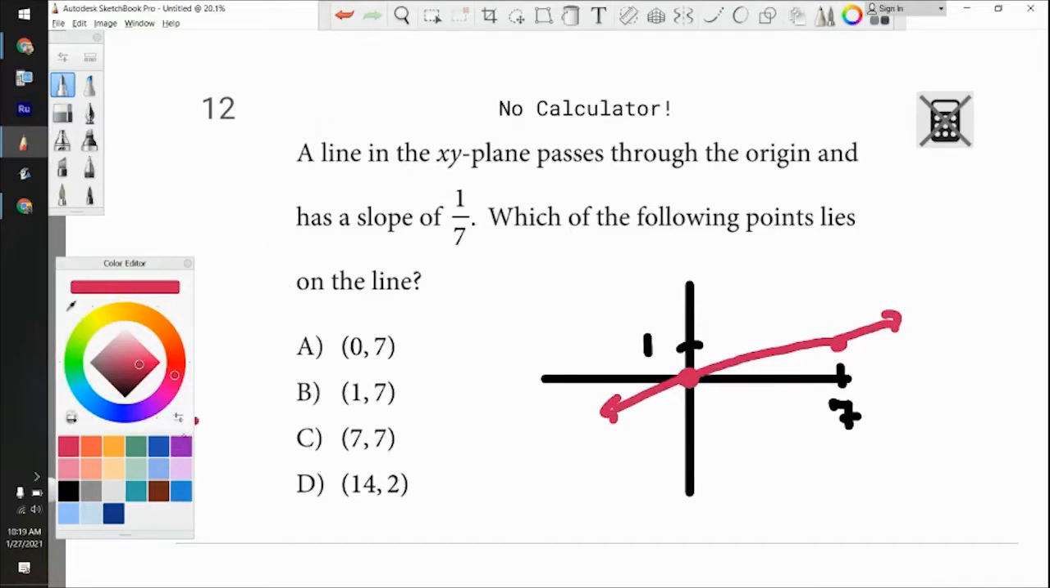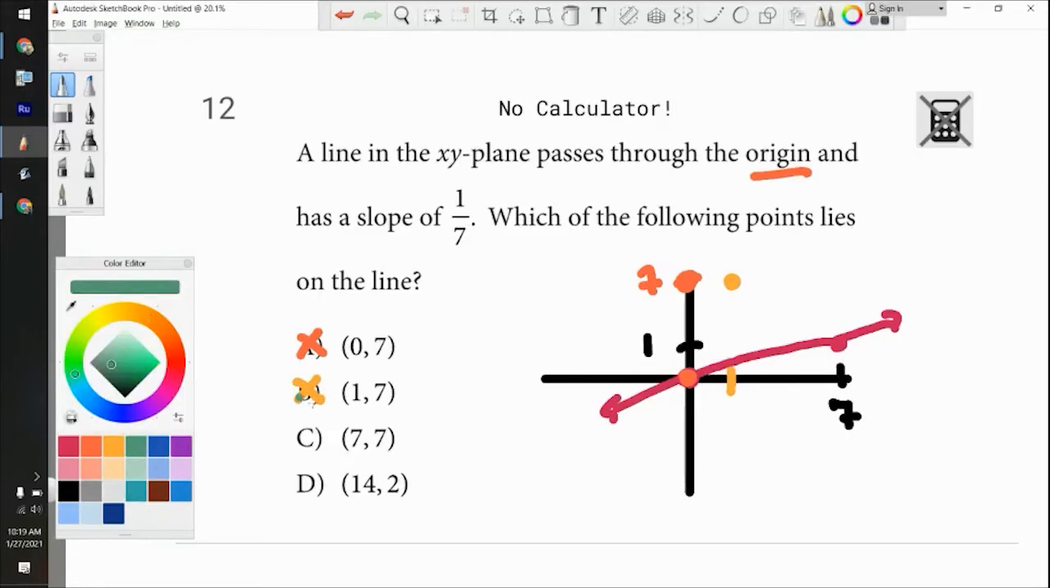Okay, well, just based on the graph that I have here, you can kind of get rid of some of these, like 0, 7. The line goes through the origin, so it can't be 0, 7. 0, 7 is like up here. So it's definitely not A. All right, B, it says 1, 7. Well, 1's right here, and 7's up here. So it's definitely not going to be that one.